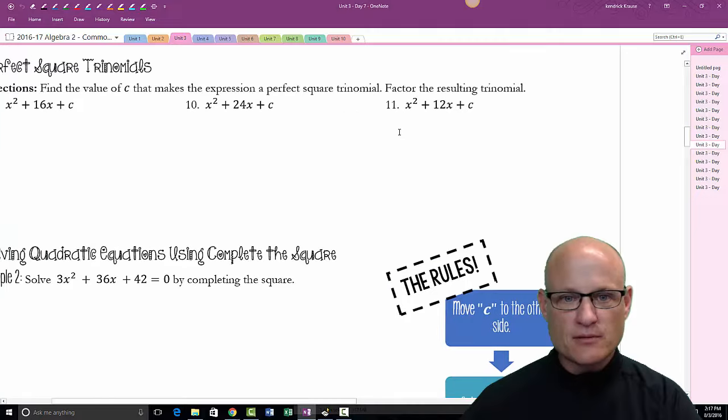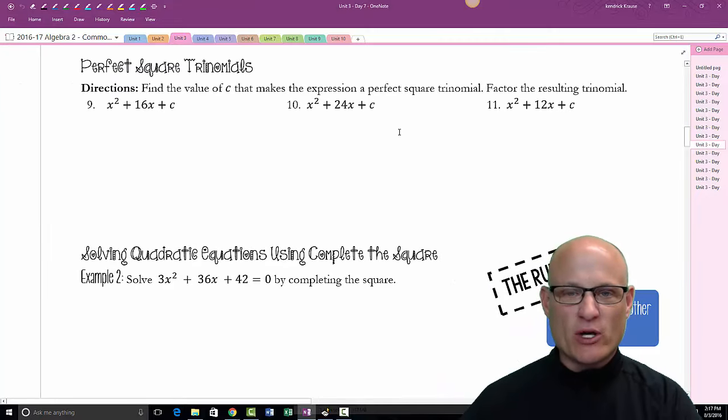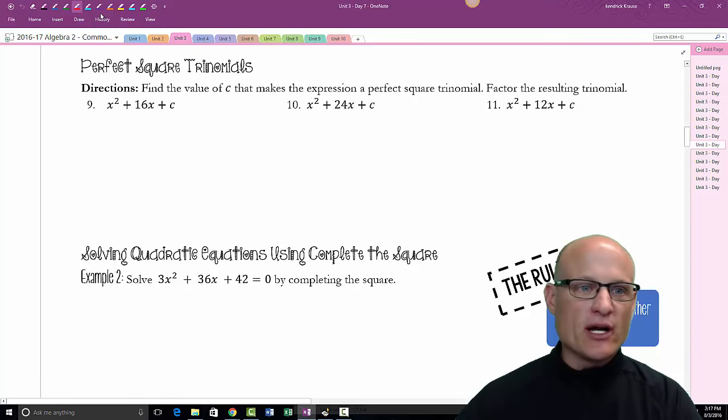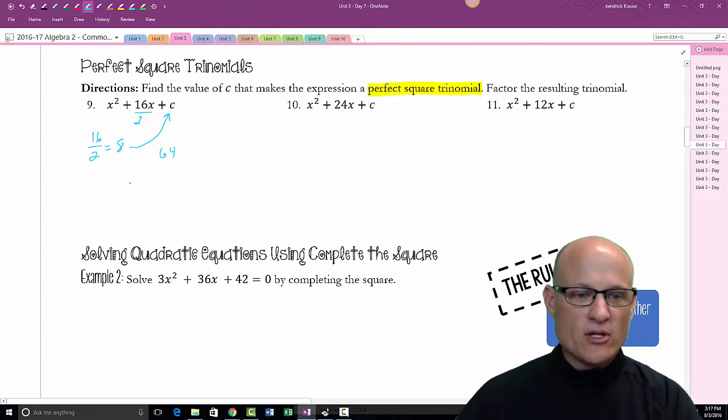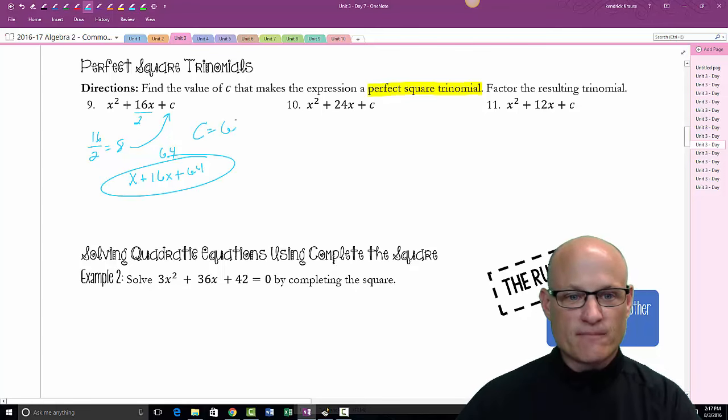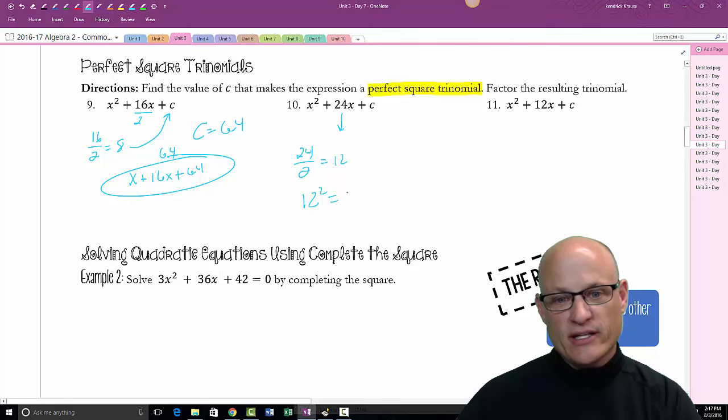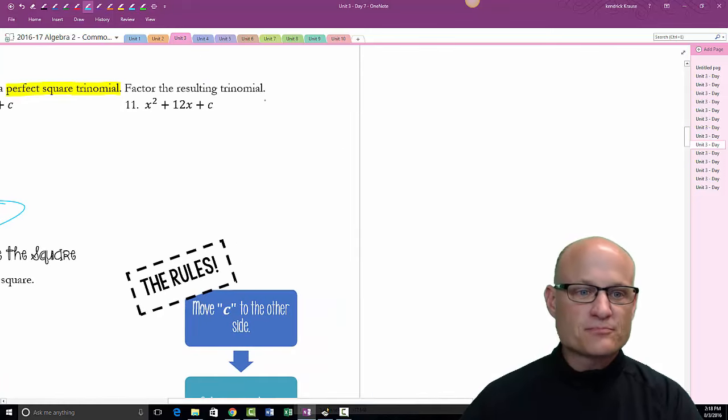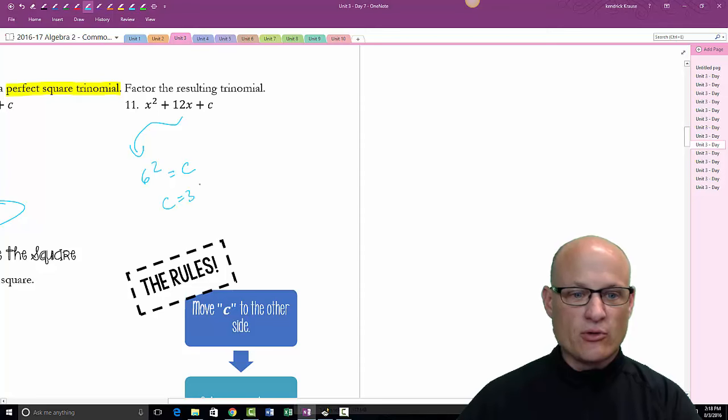So, we want to find the value of C. What are we going to use for C to make these perfect square trinomials? So, we're going to take half of this. So, 16 over 2 is 8. 8 squared is 64. So, that would make it x squared plus 16x plus 64. So C is 64. Half of this, 24 divided by 2 is 12. 12 squared is C, which is 144. And finally, this last one, if I take half of this, I get 6. 6 squared is equal to C. So C is equal to 36.